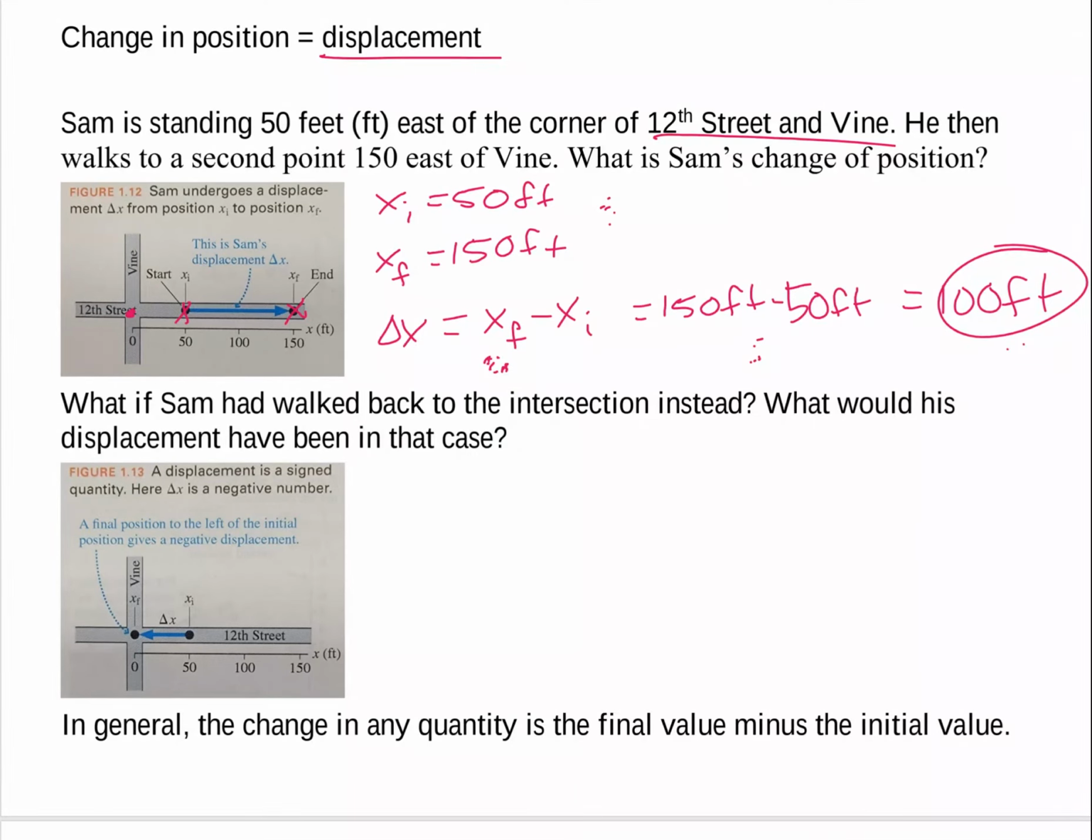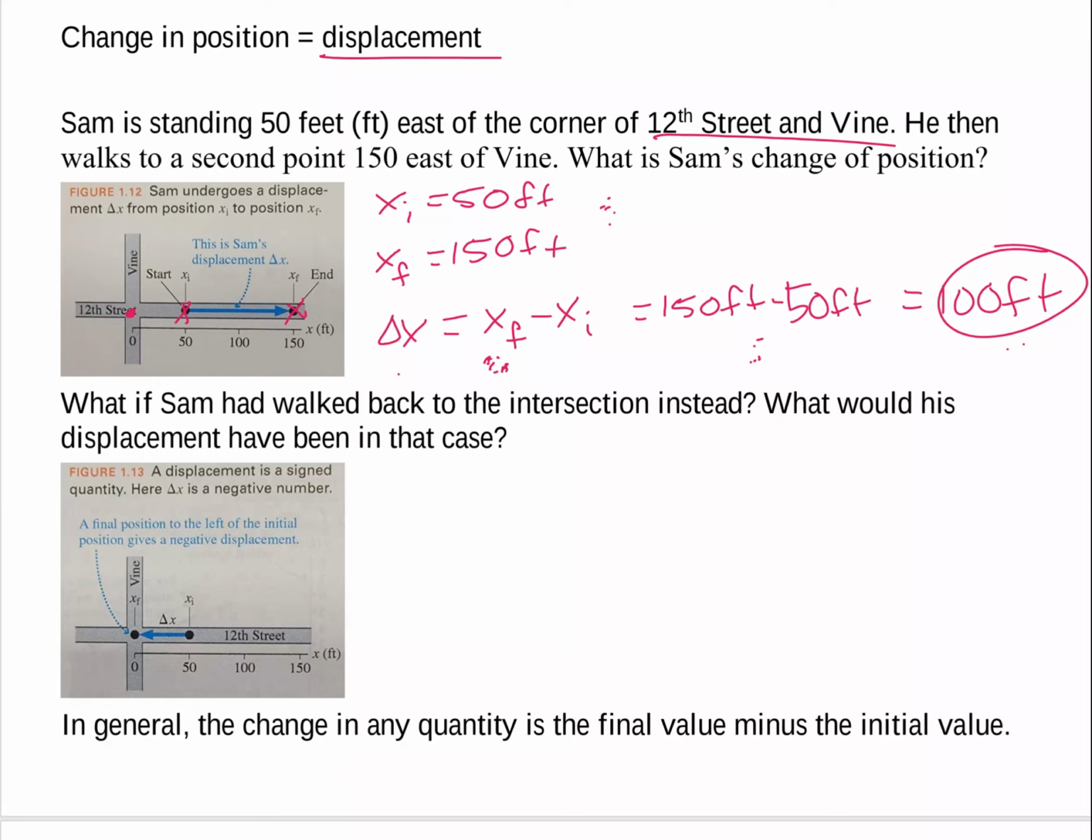So now let's go back to what you wrote. Did you write down 50 feet and 100 feet? Did you write down the units here? Did you write down the formula? And then here, when I wrote 150 feet minus 50 feet, did you write down the units? And then here, did you write down 100 feet? This is how we're going to operate in this class.